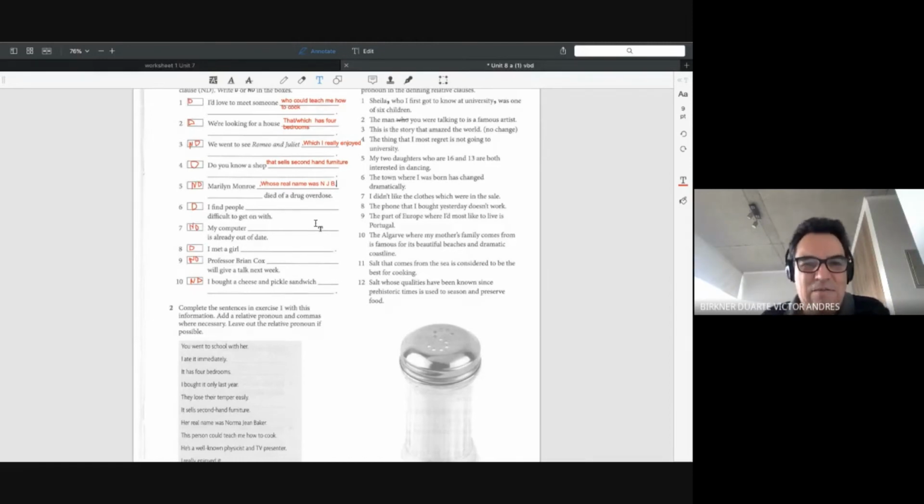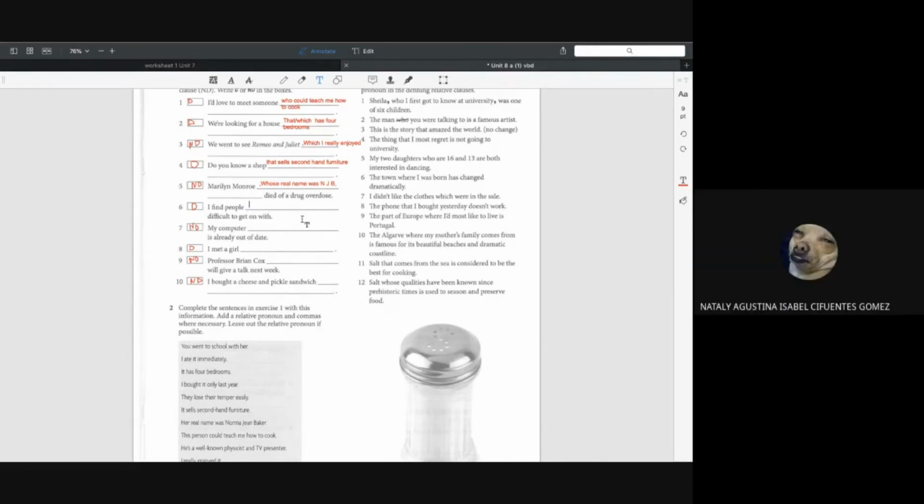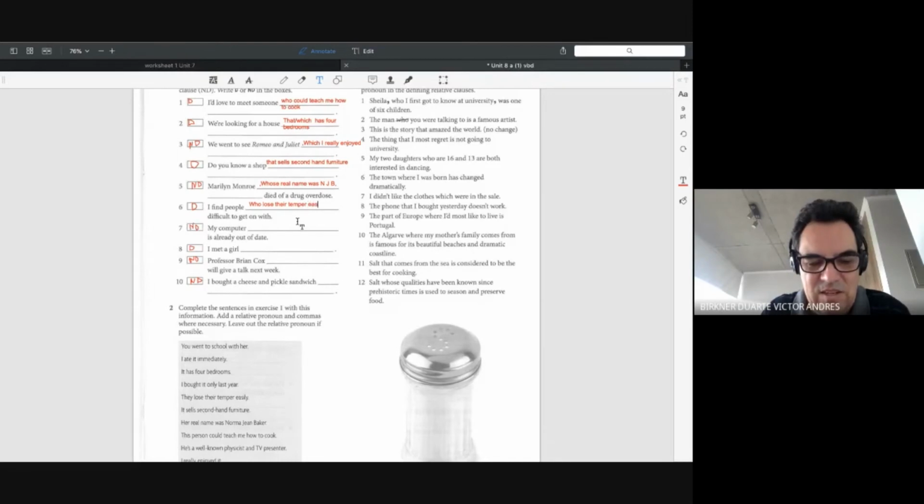Number 6, I find people difficult to get on with. I find people who lose their temper easily difficult to get on with. All right. I find people who lose their temper easily difficult to get on with.